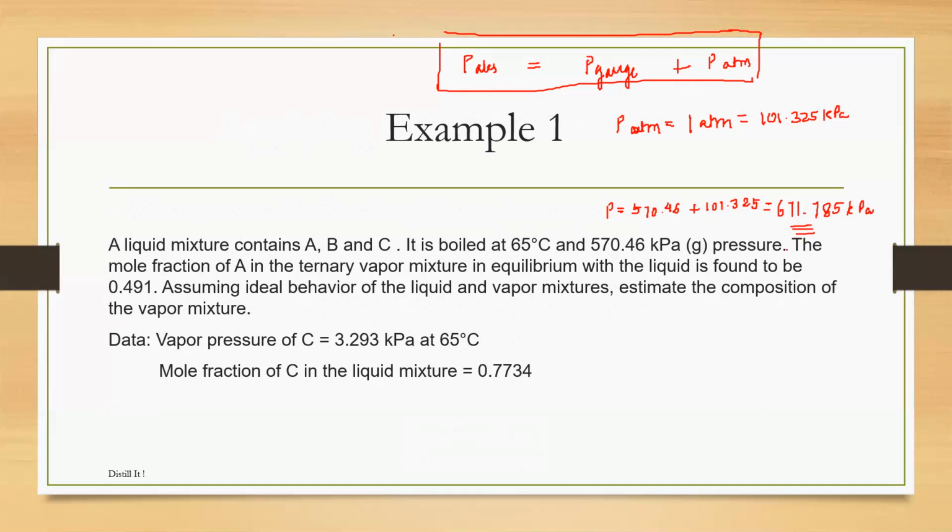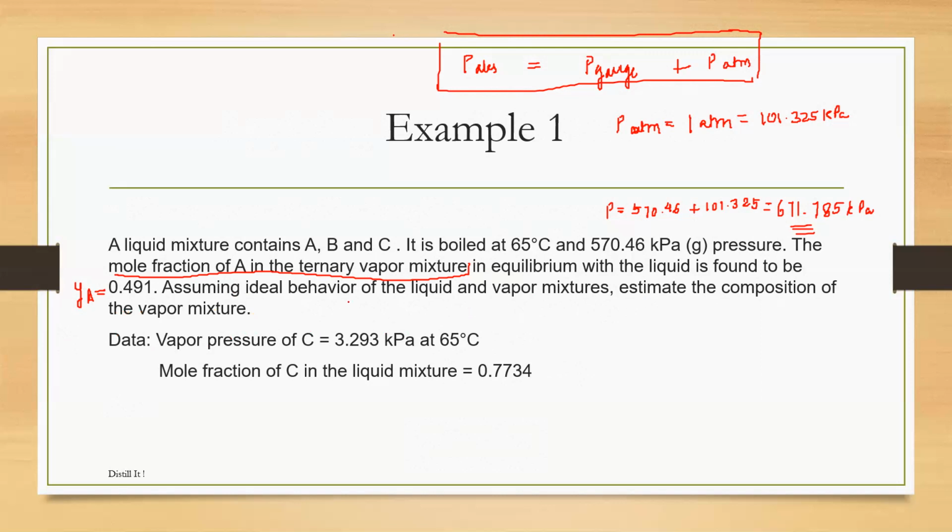All right. Then the mole fraction of A in the ternary vapor mixture in equilibrium with the liquid is found to be 0.491. Remember, mole fraction of A in the vapor mixture, that means this is YA. Assuming ideal behavior of liquid and vapor mixture, estimate the composition of the vapor mixture.